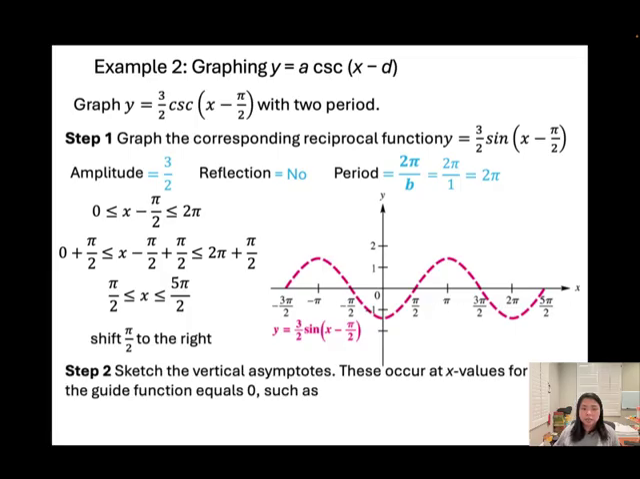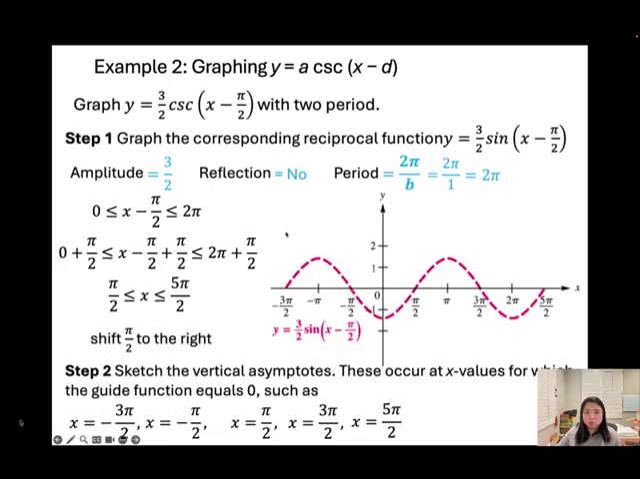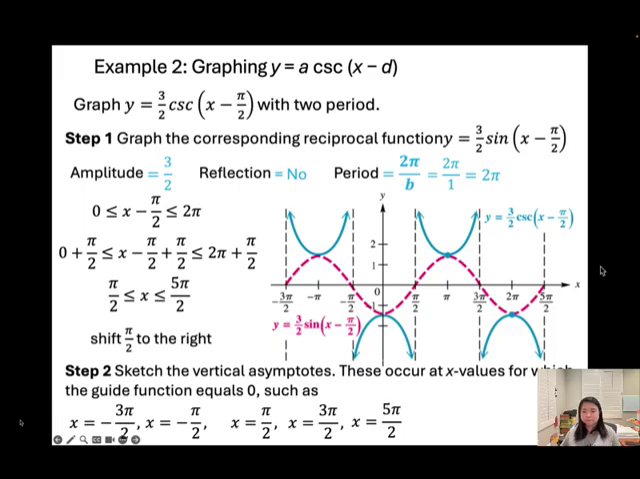Okay, now you're going to sketch the vertical asymptotes. Wherever you're hitting the 0 here, that will be your vertical asymptote. So that will be x equals negative 3 pi over 2, x equals negative pi over 2, and 3 pi over 2, and 5 pi over 2. So at these points, you're going to draw the dotted line as the vertical asymptote. And then you're going to use the U shape, the upward and the downward, to represent your cosecant.